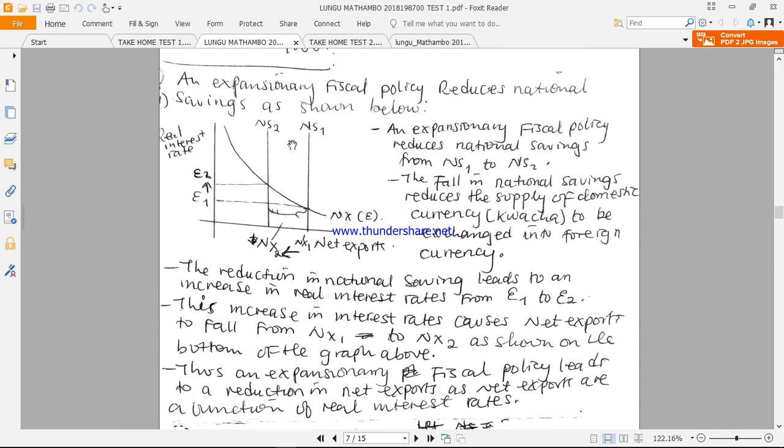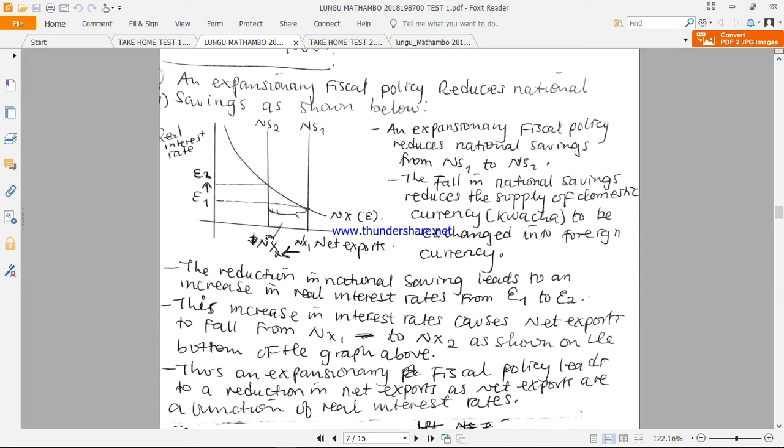So, what I'm trying to say is that it is these very national savings that we use to engage in trade. So now that we don't have enough kwacha for us to engage in trade, we must expect the volume of trade to go down, and that is why we've got a reduction in net exports from NX1 to NX2, with that arrow to the left, to the left, to the left.